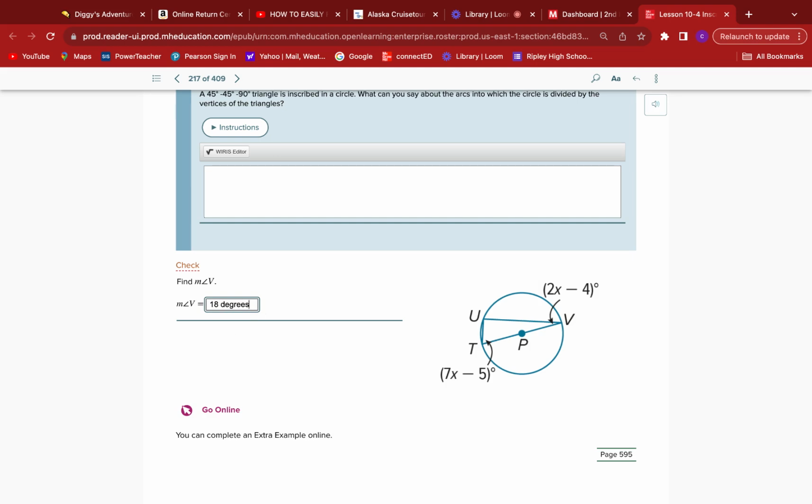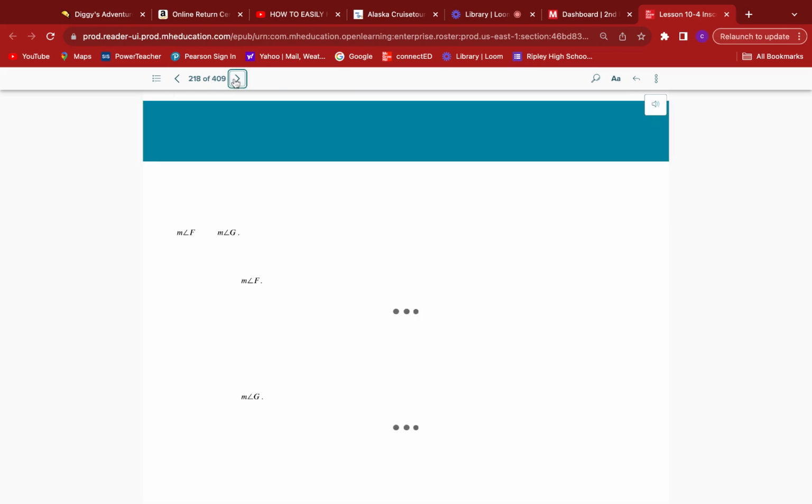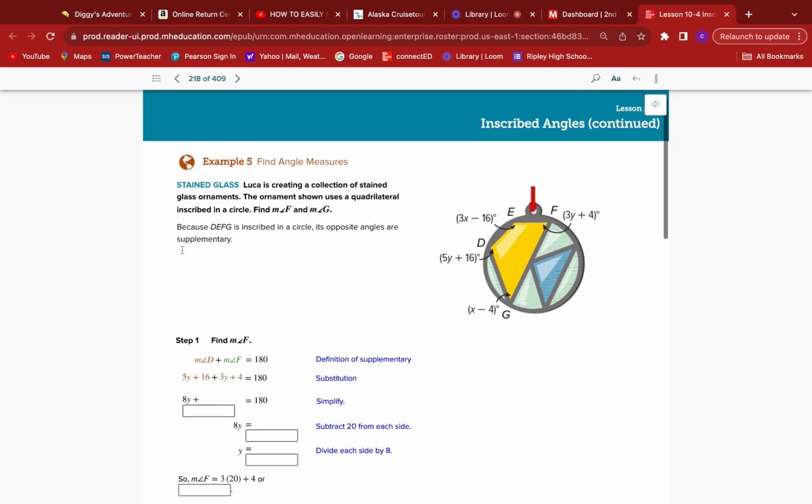On page 595. All right, we are done with page 595. So we're going to move on to example number 5. I'm on page 596, everybody. Whoa, that's pretty. All right, we got stained glass. Luca is creating a collection of stained glass ornaments. The ornament shown uses a quadrilateral inscribed in a circle. Find the measure of angle F, find the measure of angle G.